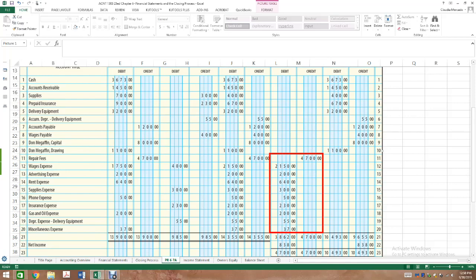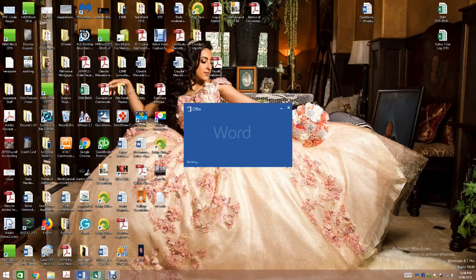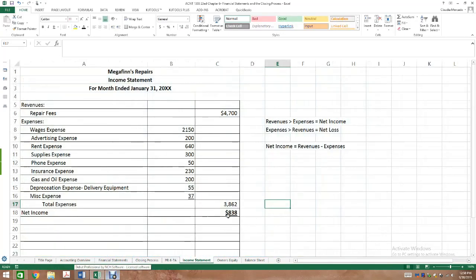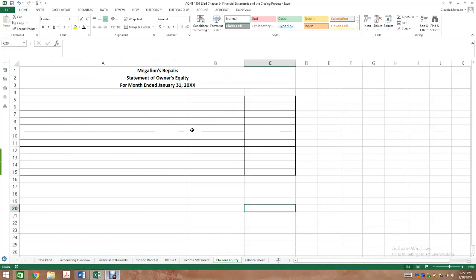All of this should have been utilized. So we are done with our income statement. We have calculated $838. Now, we're going to move on and calculate our statement of owner's equity.